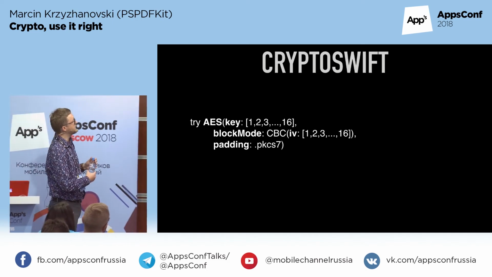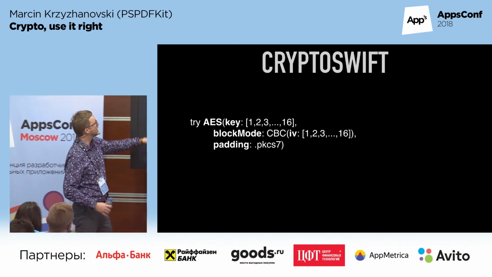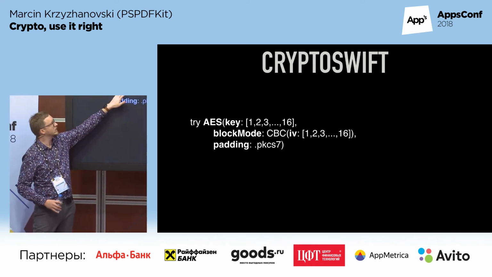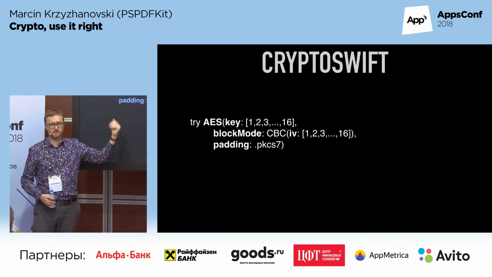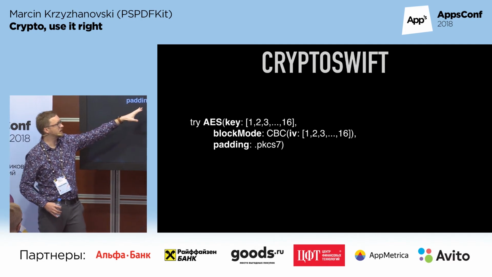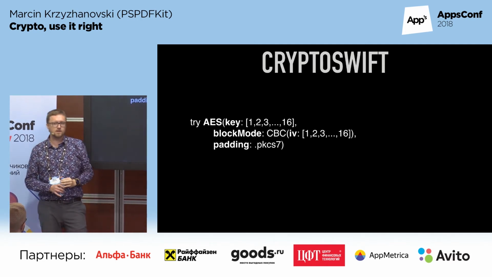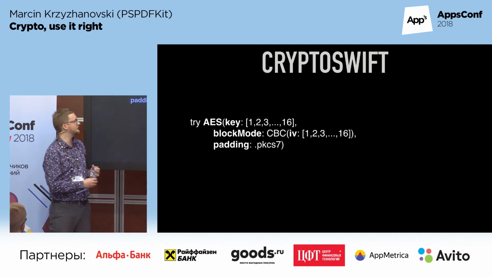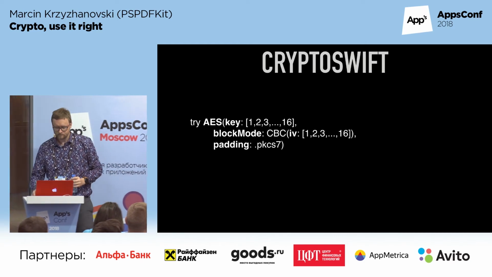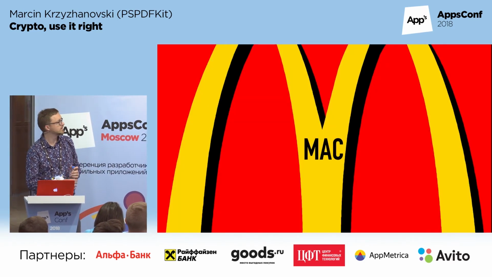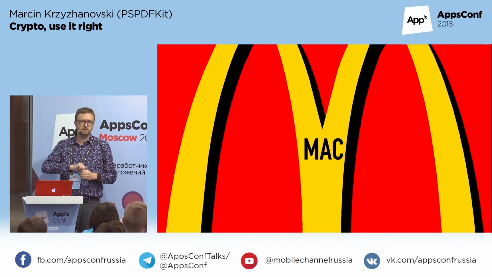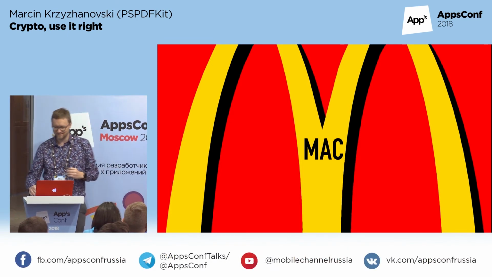Okay, so at this point we know how AES works. It's a block cipher. The key is not a password, basically. There's a block mode, CBC, that needs a unique initialization vector, and you should use padding for that kind of cipher. And there's something more. It's called MAC. Do you know what a MAC is? Okay.